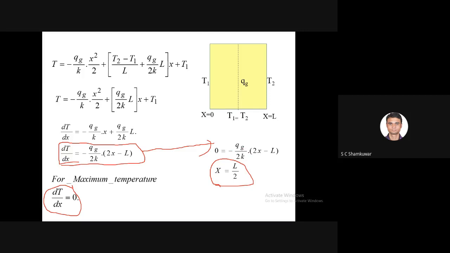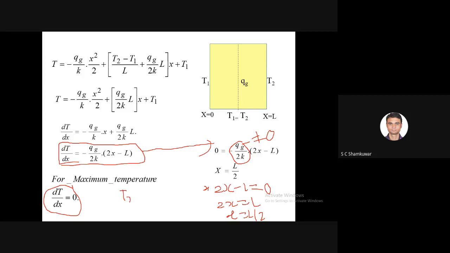Understood? If you consider this equation, qg by 2k, right? This cannot be equal to 0 because heat is generating. If heat is generating, qg by 2k cannot be 0. Then what will be 0? Therefore 2x minus L will be equal to 0. Means 2x is equal to L, means x is equal to L by 2.